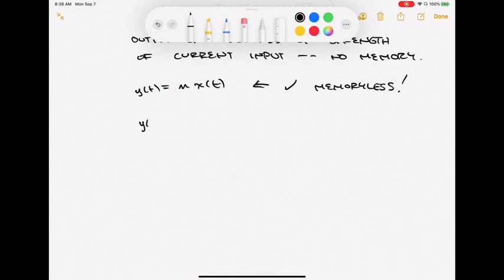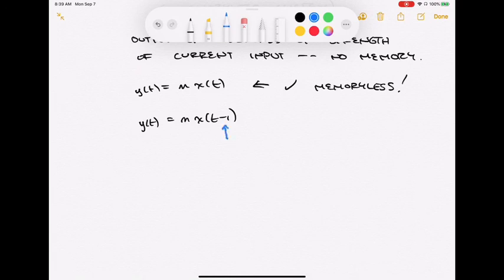Well, let's try that. How about this? y of t equals m of x of t minus 1, something like that. This could be a different system. Is this memoryless? First off, let's figure out what the system does. The first system was an amplifier, and it was a delayless amplifier. It amplified the input instantaneously and put that larger or smaller value out as the output. This one amplifies, but it takes a second to do so. This is actually a pretty common kind of behavior that we would see in real systems too. They oftentimes have delay.